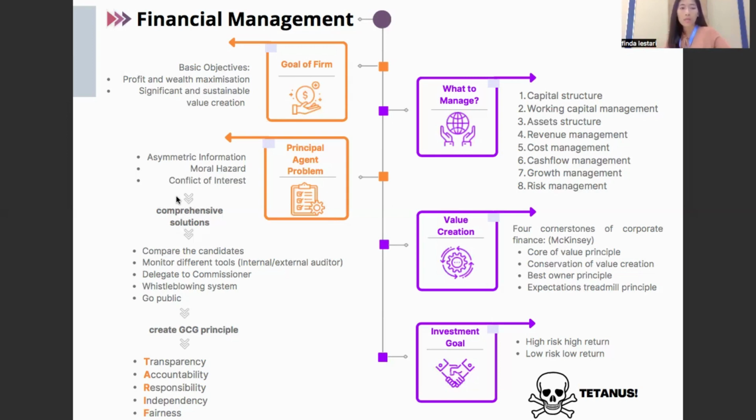The company should also create the GCG principles, which we call TARIF: transparency, accountability, responsibility, independency, and fairness. And value creation from McKinsey: we have 4 cornerstones of corporate finance: the conservation of value principle, the value creation principle, the best owner principle, and the expectation treadmill principle.